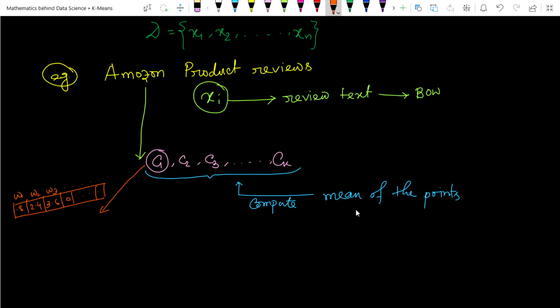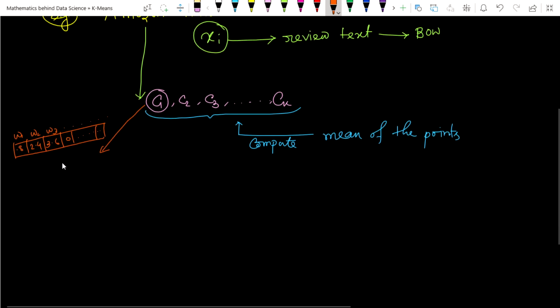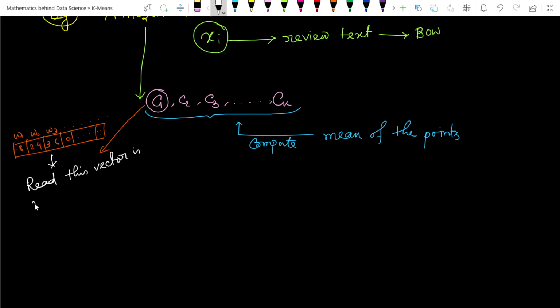But since we have used the mean of all the review vectors, to read this vector is totally impossible. To predict what actually this vector is, to read it, I'm talking about reading this vector, is not possible. It is not possible because we have taken the mean.